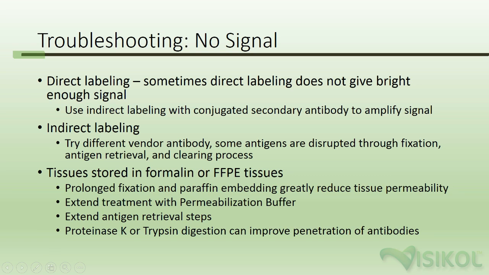If you see no signal and you're working with tissues that have been stored in formalin or FFPE tissues, the problem is likely due to prolonged fixation. Prolonged fixation can greatly reduce tissue permeability and will often yield tissues that are inaccessible to antibody labeling. The solution to this problem is to extend treatment with the permeabilization buffer as well as the antigen retrieval steps. A more drastic solution is to obtain proteinase K or trypsin to digest the proteins, which can improve the penetration of antibodies to the deeper layer.